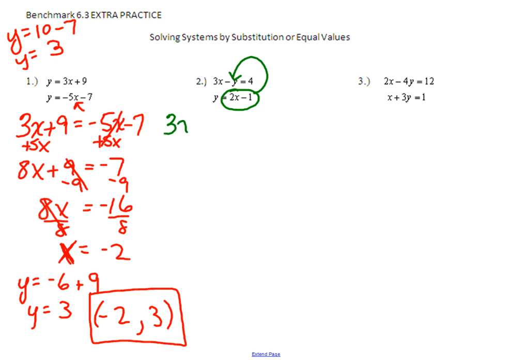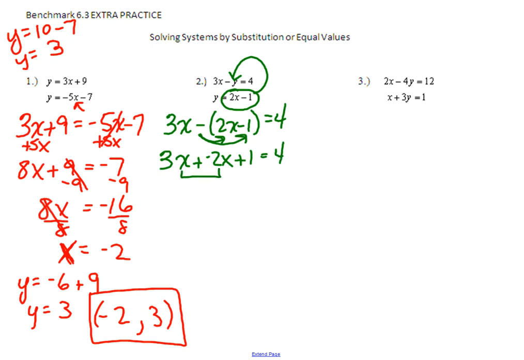So I have 3x minus y, but y is now 2x minus 1, equals 4. At this step here, I need to distribute this negative sign because there's a negative in front of the parentheses. So I have 3x plus negative 2x now, and plus positive 1 equals 4. Combine like terms, I have 1x, or just x.